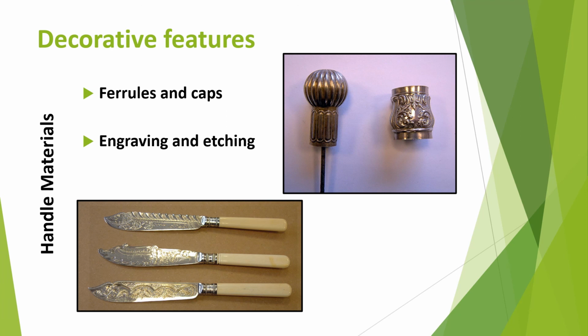In addition to a handle, other decorative features were sometimes added to the blade and tang. Ferrules to cover the join between the handle and the blade, and caps to cover the end of the through tang known as terminals or finials. These were normally made from silver and occasionally gold. The blade for fish knives or servers, which did not need to be sharp, might also be plated with silver and etched or engraved with a pattern.